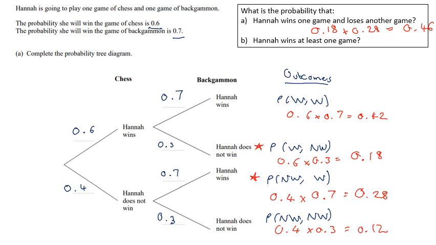For part B, what is the probability she wins at least one game? So that phrase, at least one, is super important language here, year 10. She could win and then win, she could win and then not win, or she could not win and then win. All of those three are valid options. So we take those three probabilities, 0.42 plus 0.18 plus 0.28, and we add all of those together. When we do that, we get 0.88, and that's it. That is our final answer.